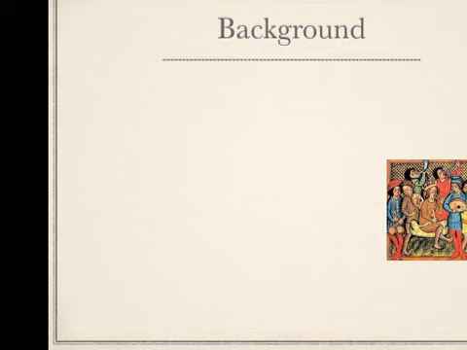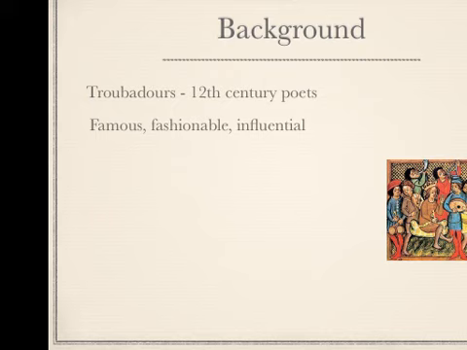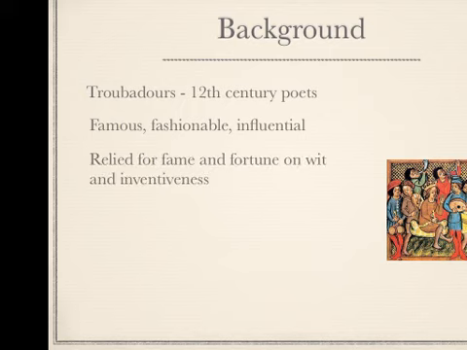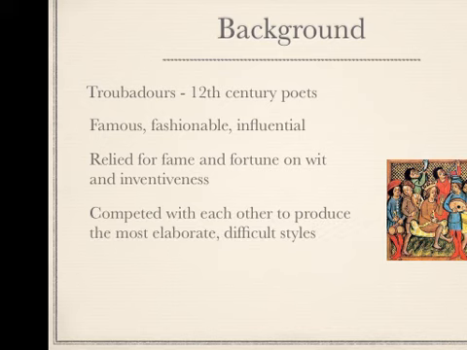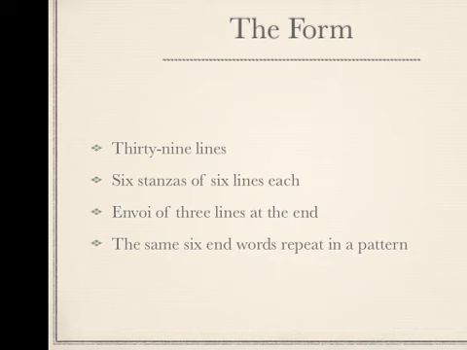So the background of the Sestina is that in the 12th century there were traveling poets that were called troubadours. And they were very influential, as you can see, fashionable and famous. And the way that they became fashionable, famous, and influential was by being witty and very inventive. So they competed with each other to produce elaborate and difficult styles. And that's where this elaborate style of the Sestina comes from.